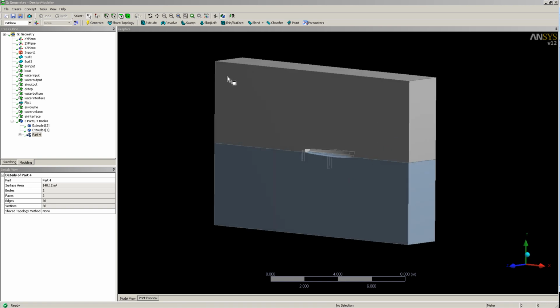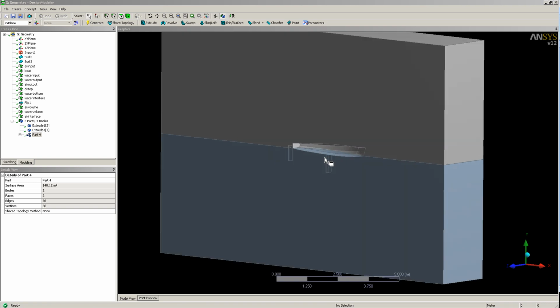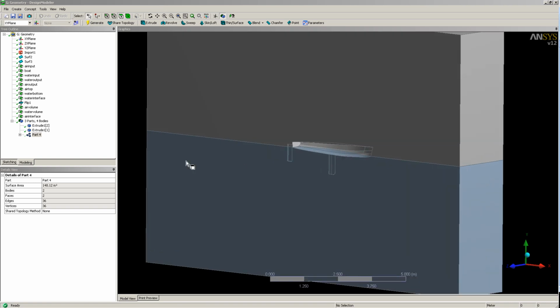It's two blocks which represent the volume of air and the volume of water, and they've had this hull shape taken out of them to represent the volume of the boat. So once we brought those solid blocks in, we selected these two faces and created some surfaces from those that we could then use in the 2D simulation.